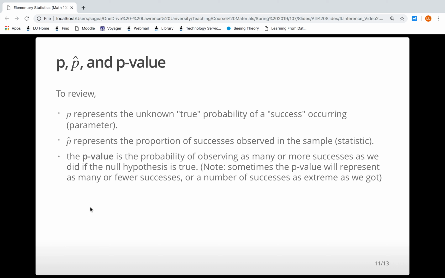In certain instances, there are other ways that we can determine a p-value as well. It's also important to note that while in our situation, the p-value represented the probability of observing as many or more successes as we did, there will be other contexts where it might represent observing as many or fewer successes, or simply the number of successes that's as extreme as we did. As we move forward with statistical inference, we'll look at those kinds of situations.